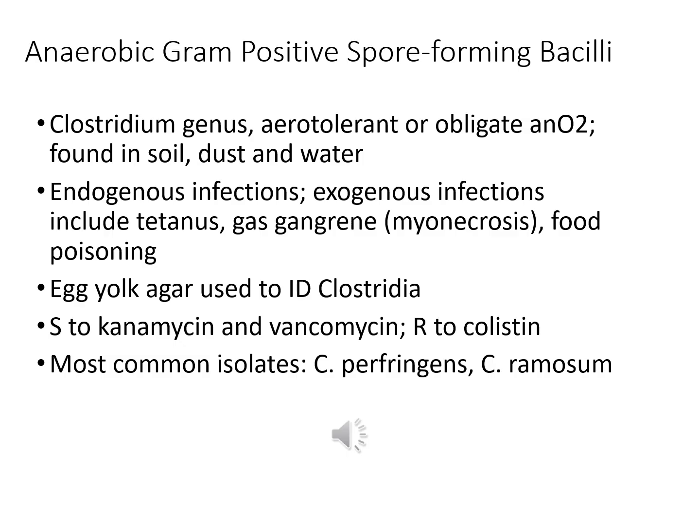So your exogenous infections would include tetanus, so Clostridium tetani, and gas gangrene, where Clostridium perfringens causes myonecrosis, so that's the death and dying of the tissue. It can also cause food poisoning. Then you can use egg yolk agar to identify your Clostridium species. They are typically susceptible to kanamycin and vancomycin, but are resistant to colistin. Your most common isolates are going to be Clostridium perfringens and Clostridium ramosum.